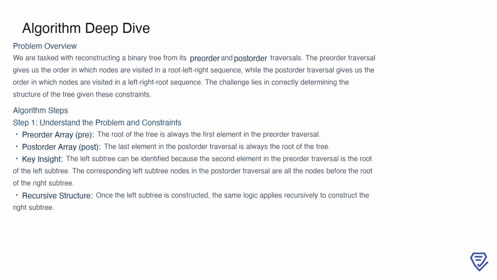Now, let's break this down. In the preorder array, the very first element represents the root of the tree. Similarly, in the postorder array, the last element is guaranteed to be the root. A key insight here is that the second element in the preorder traversal represents the root of the left subtree. By locating this left subtree root in the postorder array, we can determine all the nodes that belong to the left subtree. With this foundation, we can recursively apply the same logic to construct both the left and right subtrees. This recursive structure is what allows us to rebuild the tree step by step.